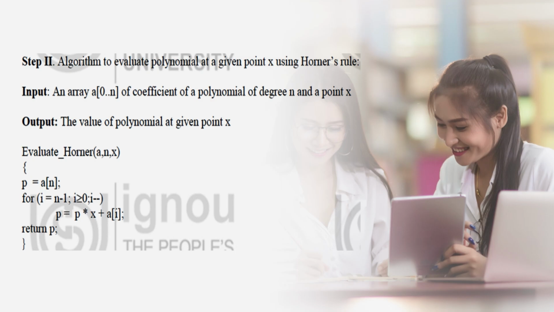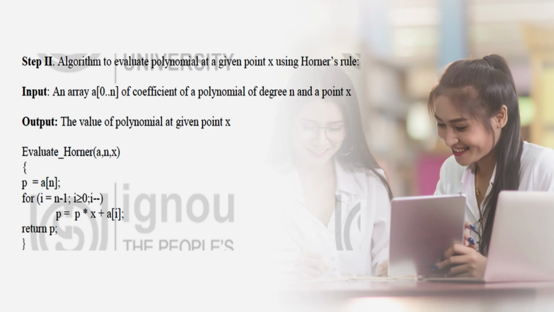In step 2, the algorithm to evaluate the polynomial at a given point x using Horner's rule: the input is an array a[0 to n] of coefficients of a polynomial of degree n and a point x, and the output will be the value of the polynomial at the given point x. Evaluate Horner: a is the array of coefficients, n is the degree of the polynomial, and x is the point at which you calculate the value. Set p equal to a_n, the coefficient of the highest power, and use a for loop with i from n minus 1 down to 0, decreasing i each time, computing p equal to p into x plus a_i, and return p.